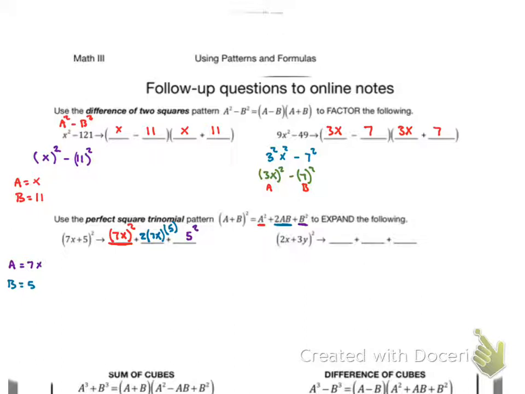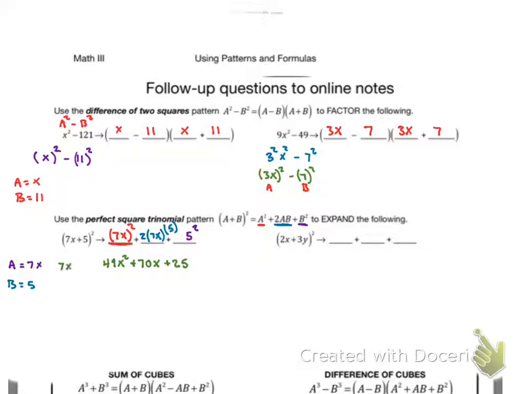So now simplifying these out, this first one we have 7 squared x squared. So 7 squared gives me 49. And x squared is just x squared. This one's going to be a little bit tricky, this term here. 7 times 5 is 35. 35 times 2 is 70. So this is going to be plus 70x. And then that 5 squared on the end, 5 times 5 is 25. And that's going to be our final answer.